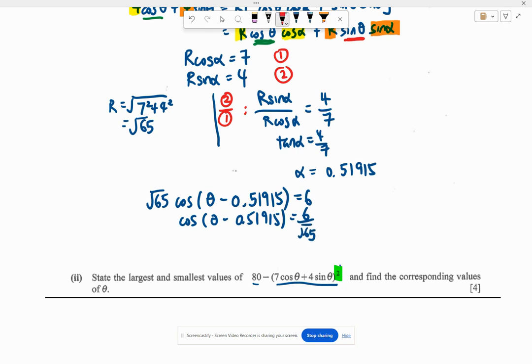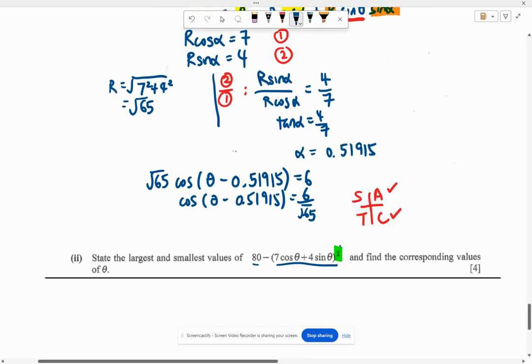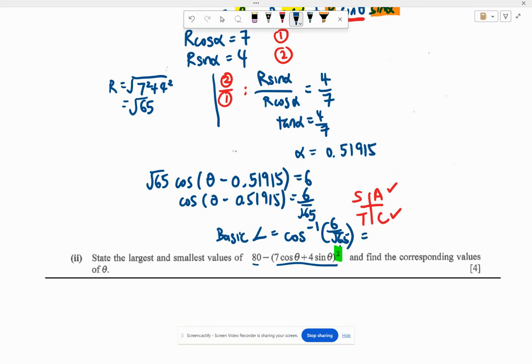Notice that on the right here is positive. So use the ASTC method. And because cosine is positive, so we will select the first and the fourth quadrant. But first, I have to find the basic angle. And the basic angle is equals to cosine inverse 6 over square root 65, and we'll get this one.